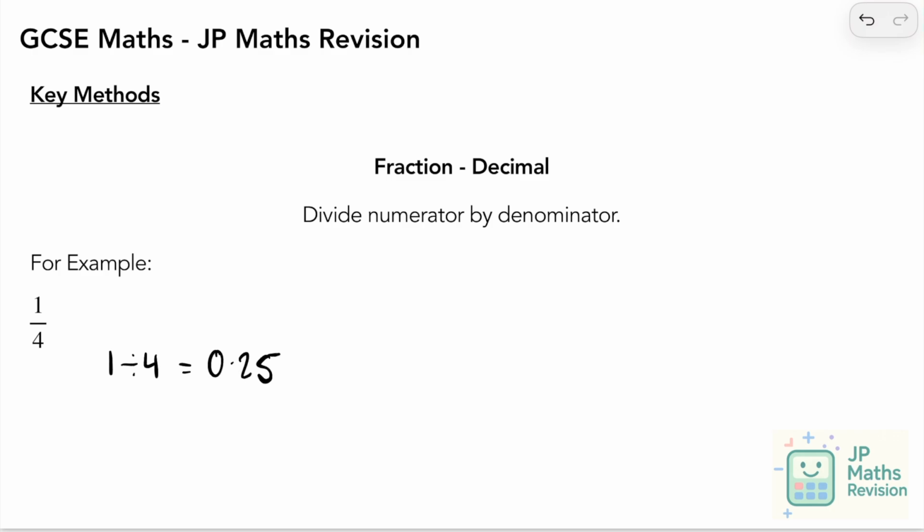You could also use the bus stop method, so 4's into 1. So we write it as 1 followed by some decimal places. So 4's into 1 is 0, remainder 1, 4's into 10 is 2, remainder 2, and 4's into 20 is 5. So we get 0.25.